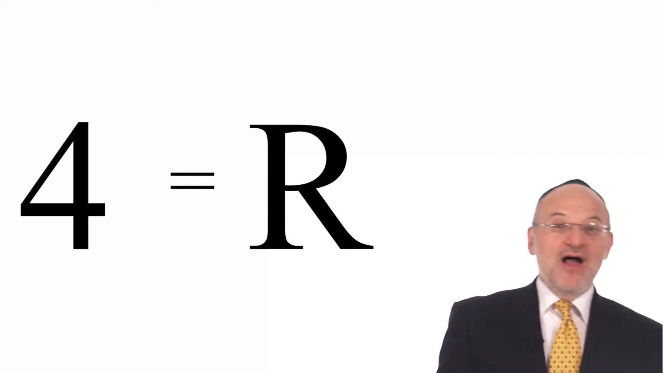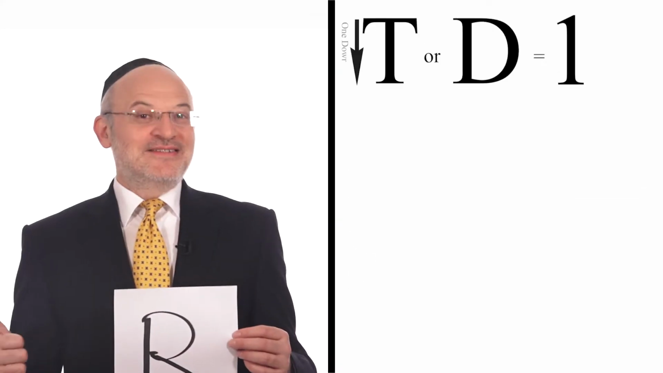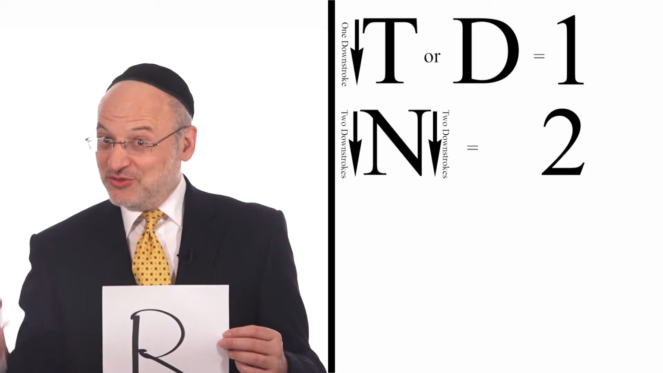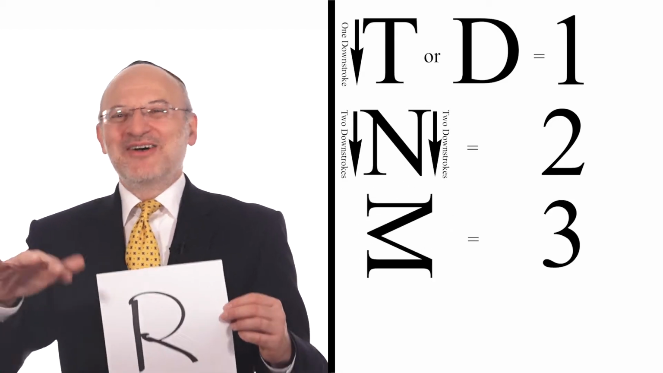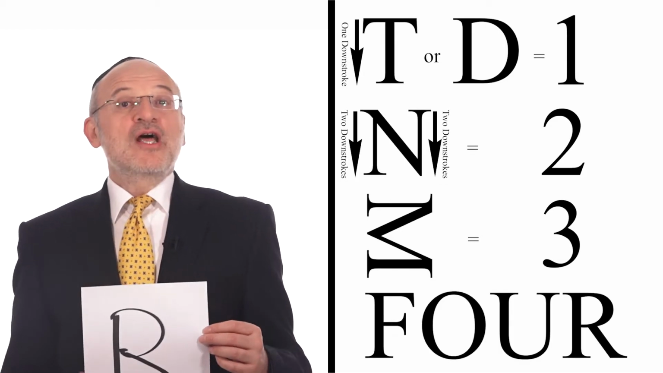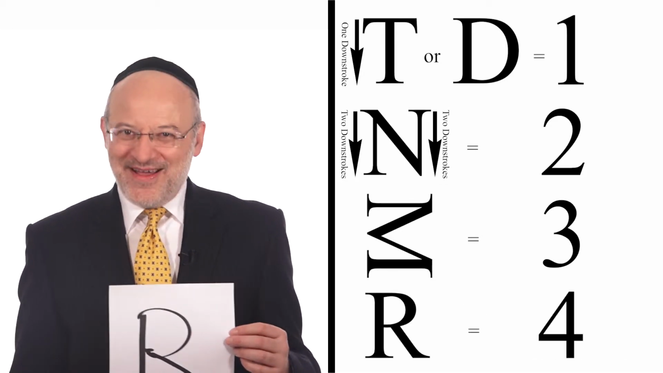4th letter. Okay, quick review. 1, T or D. Very good. 2, N has 2 downstrokes. 3, turn it on its side. It's an M. M, turned on its side, looks like a 3. 4, R. Very good.